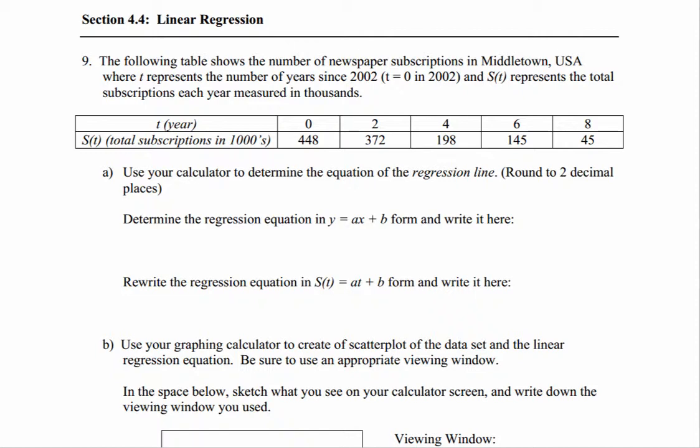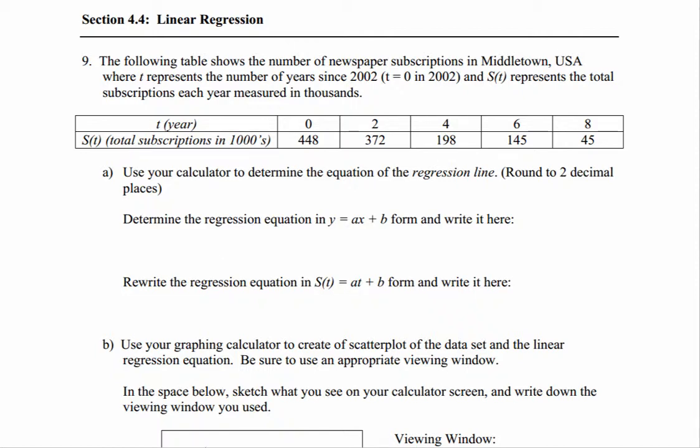The following table shows the number of newspaper subscriptions in Middletown, USA, where T represents the number of years since 2002, that is T is 0 in 2002, and S of T represents the total subscriptions each year measured in thousands. Use your calculator to determine the equation of the regression line, round to 2 decimal places. Determine the regression equation in y equals ax plus b form and write it here, and then rewrite it in function notation, S of T equals at plus b form, here.